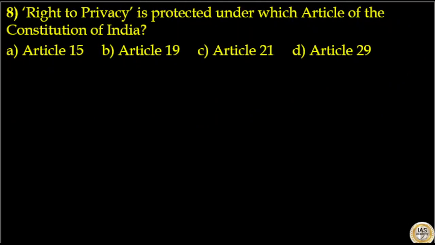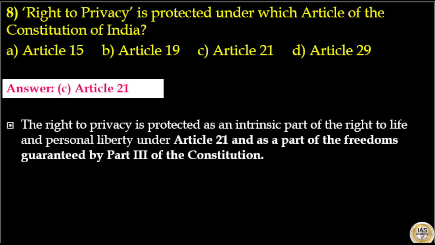Right to privacy is protected under which article of the Constitution of India? Options are Article 15, Article 19, Article 21, Article 29. The answer to this question is option C, Article 21. The right to privacy is protected as an intrinsic part of the right to life and personal liberty under Article 21 and as a part of the freedoms guaranteed by Part 3 of the Constitution. So, here the answer to this question is option C, Article 21.